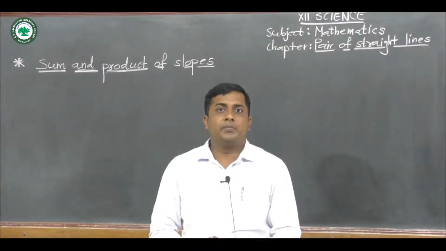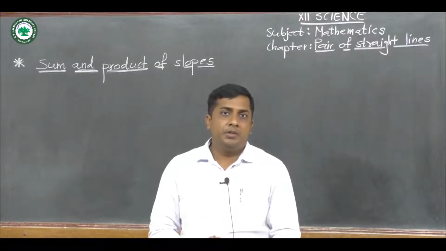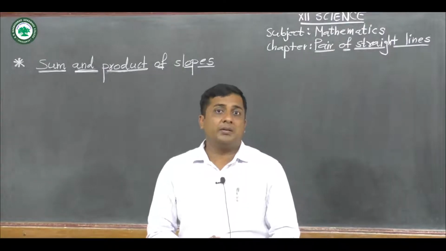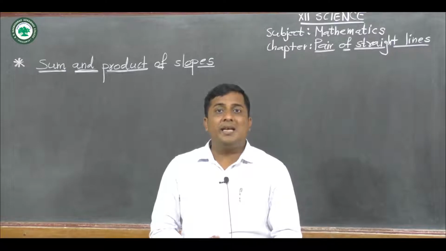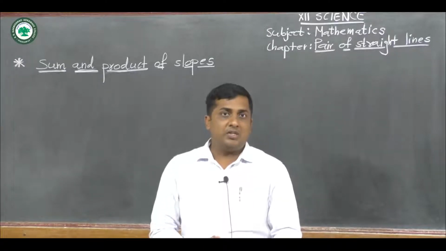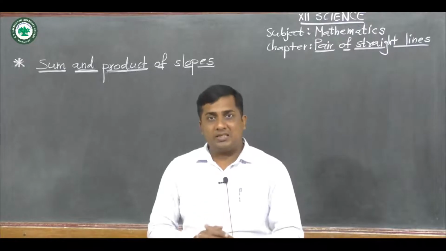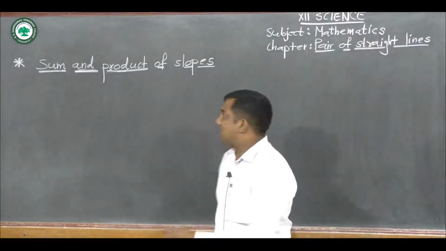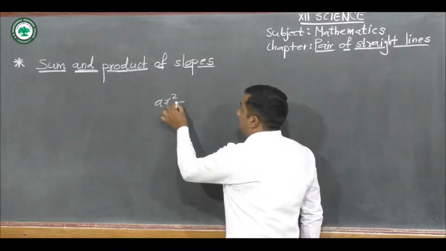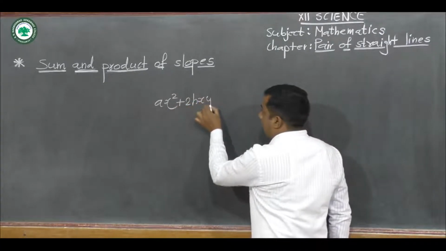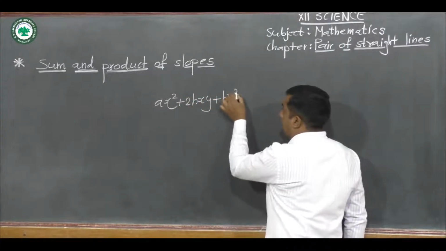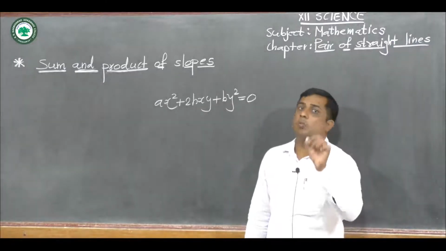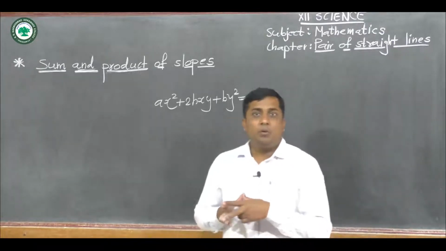Hello everyone. In the previous lecture we studied the concepts related to the chapter Pair of Straight Lines, and in that we saw the second degree homogeneous equation, that is, the homogeneous equation of second degree in x and y. In that we see ax square plus 2hxy plus by square is equal to 0, and this is the second degree homogeneous equation in x and y.